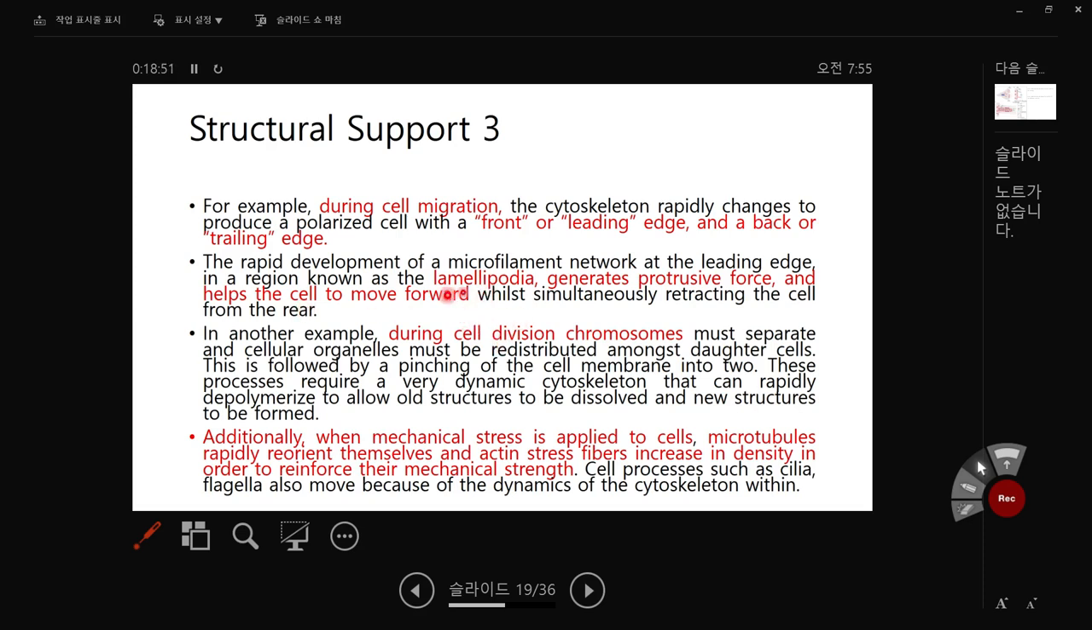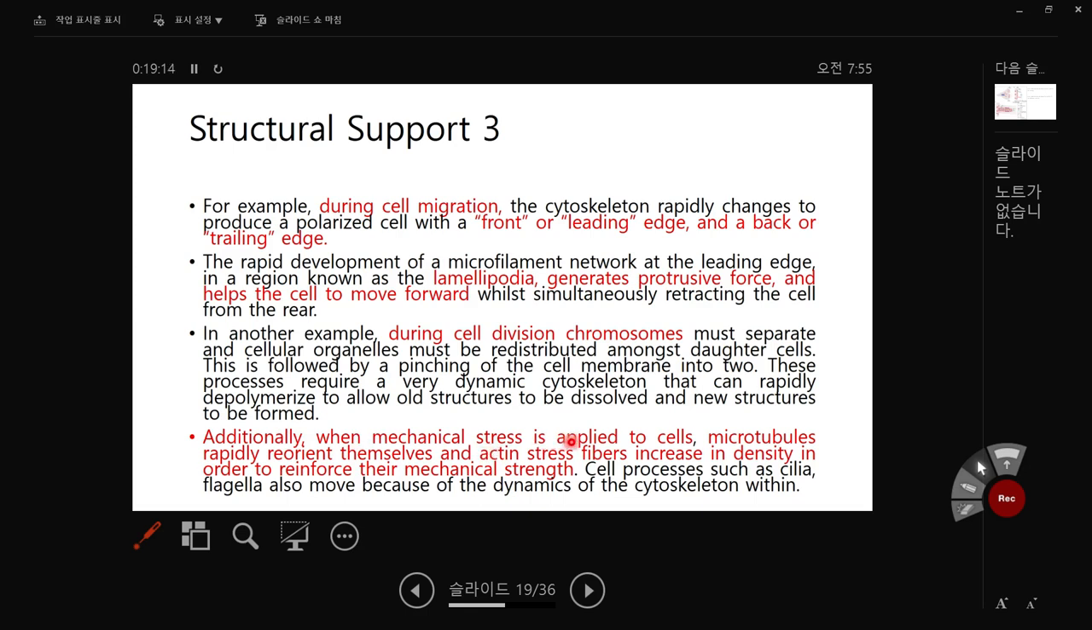In another example, during cell division, chromosomes must separate and several organelles must be redistributed among the daughter cells. This is followed by a pinching of the cell membrane into two. This process requires a very dynamic cytoskeleton that can rapidly depolymerize to allow old structures to be dissolved and new structures to be formed.